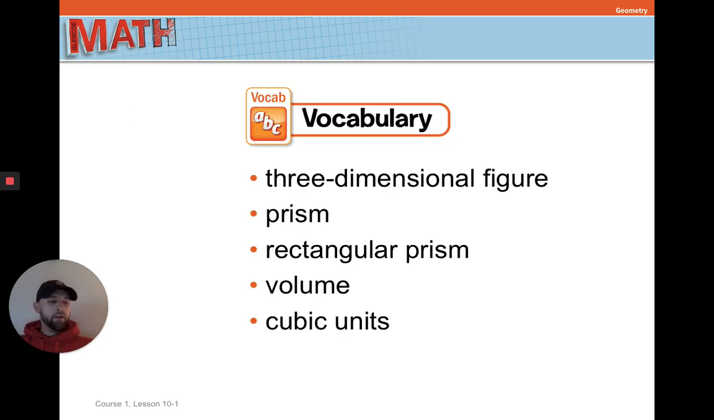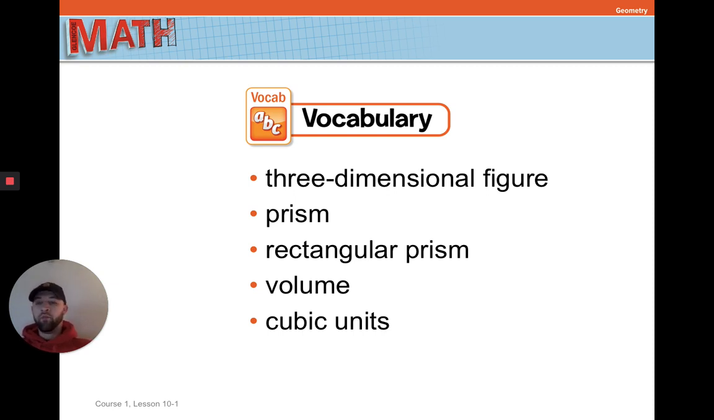Okay. Here's what you need to know for vocab. Three-dimensional figure. If a shape's 3D, obviously it's not flat. You can twist it, turn it, look all around it. It's 3D. It's what things in real life are. Prisms, rectangular prisms, volume, and cubic units. The big one you need to know there is volume.